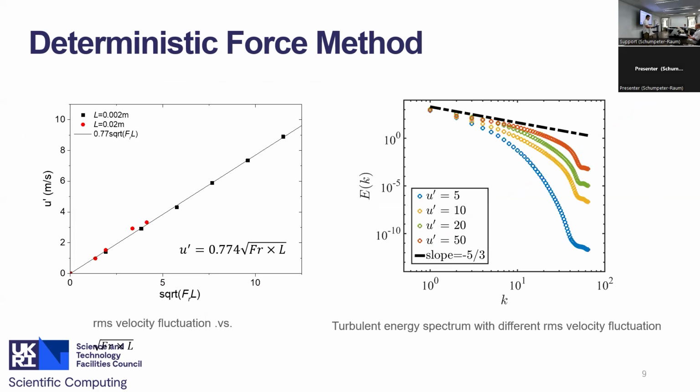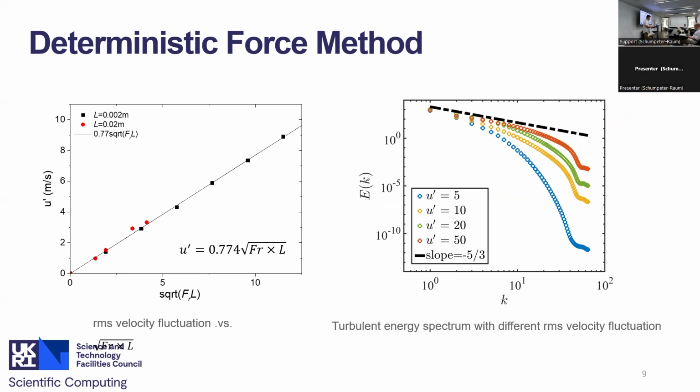We also tried the simulation with a different domain size. Basically, the velocity fluctuation is linear to the square root of FR multiplied by the domain size. So with two different domain sizes, the curves fit quite well.